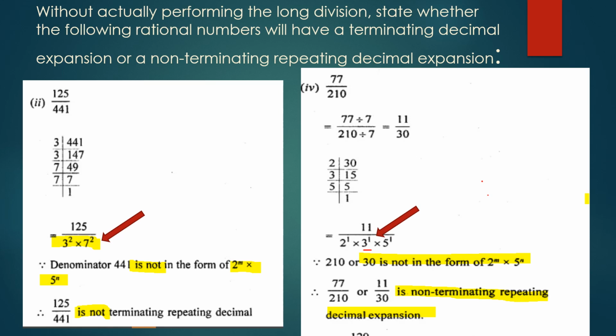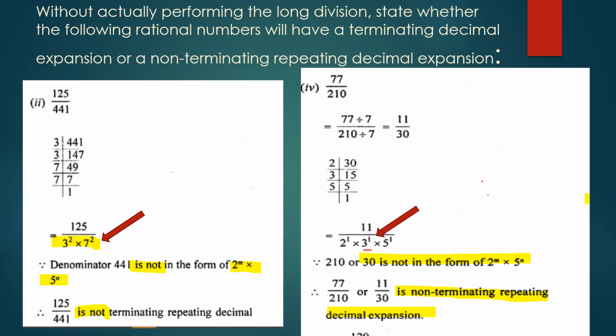Therefore, 125 upon 441 is not a terminating decimal. Understand that it will repeat, the block will repeat, but it is non-terminating. So I have even highlighted, you have to write non-terminating. How did you come to know that it is non-terminating? You go to the denominator. The denominator has powers of 3 and 7. Nowhere can you see 2 and 5. That is why it is non-terminating.